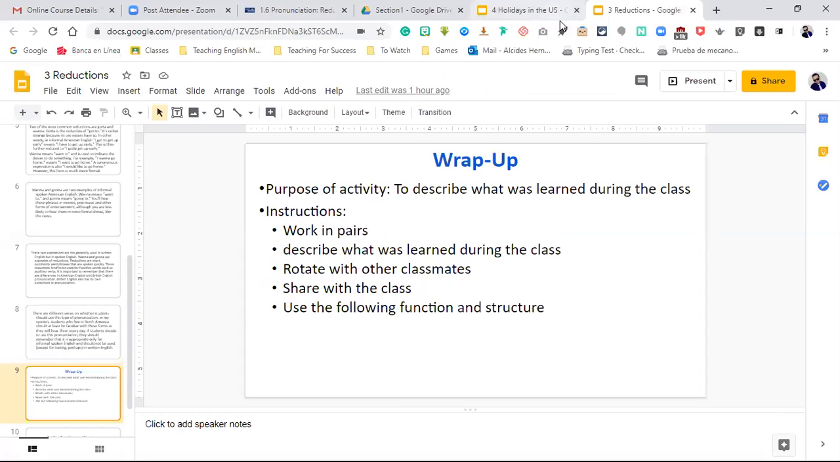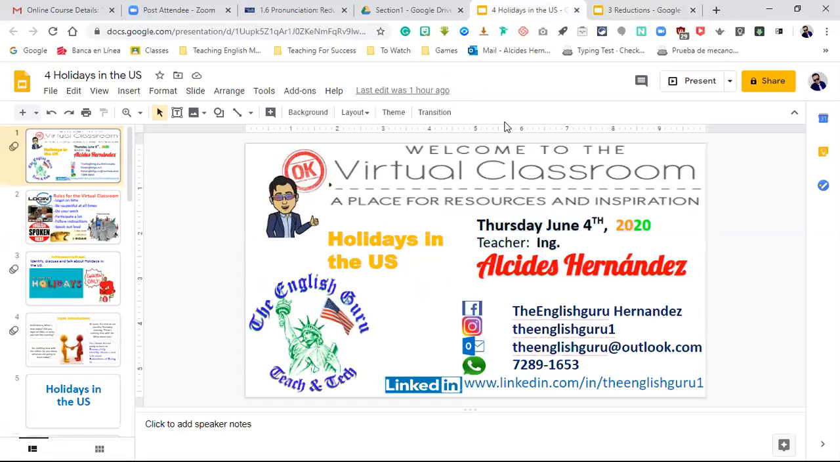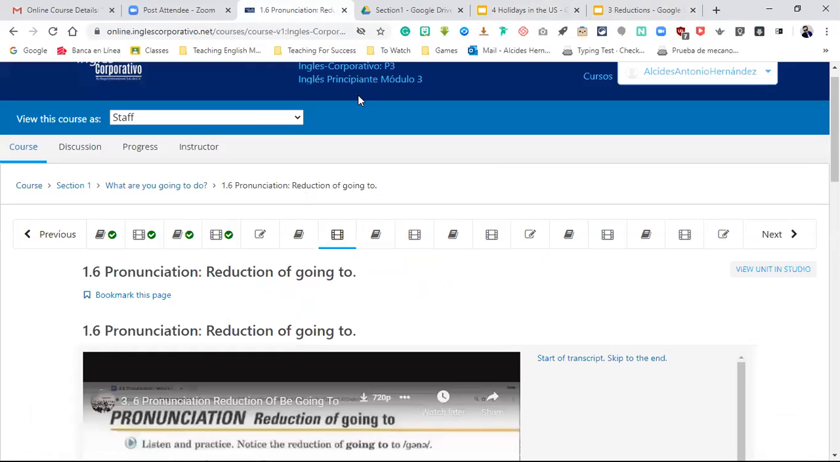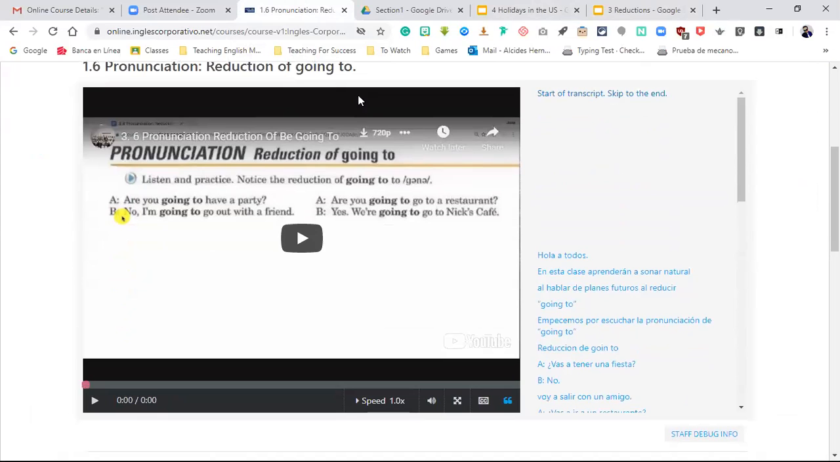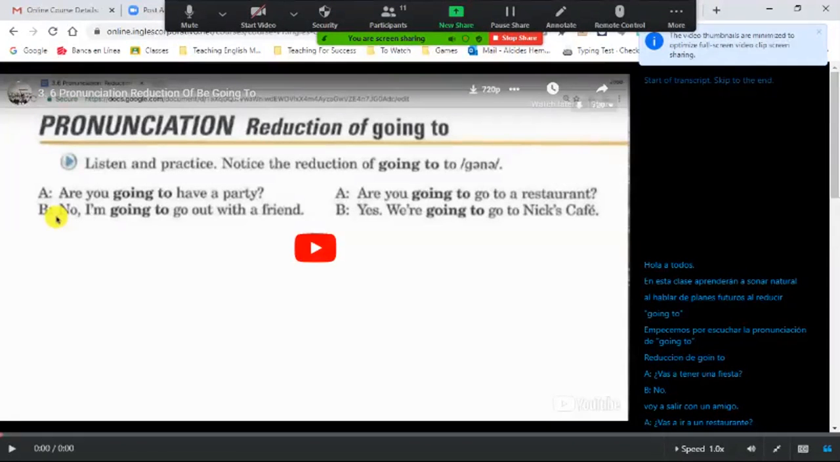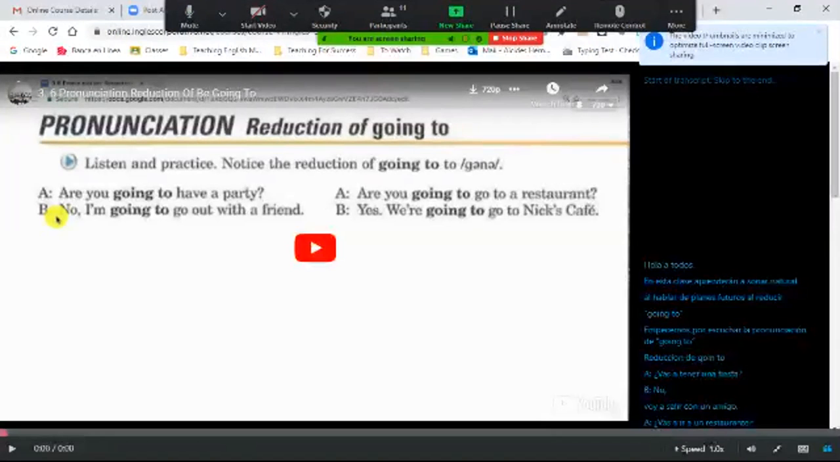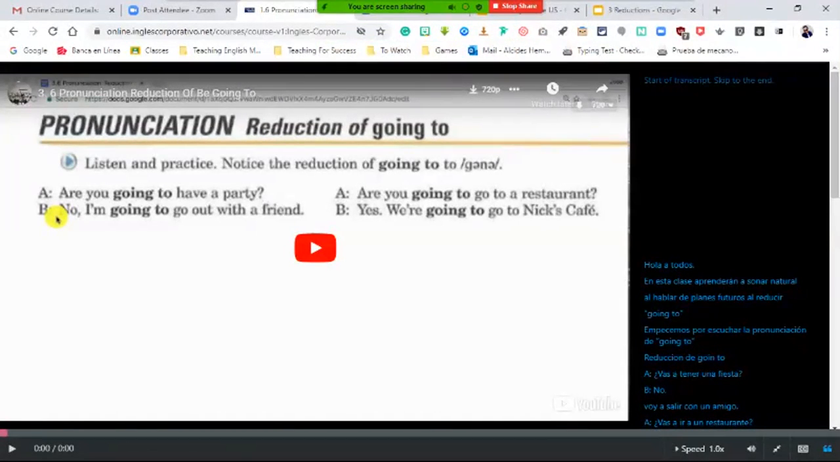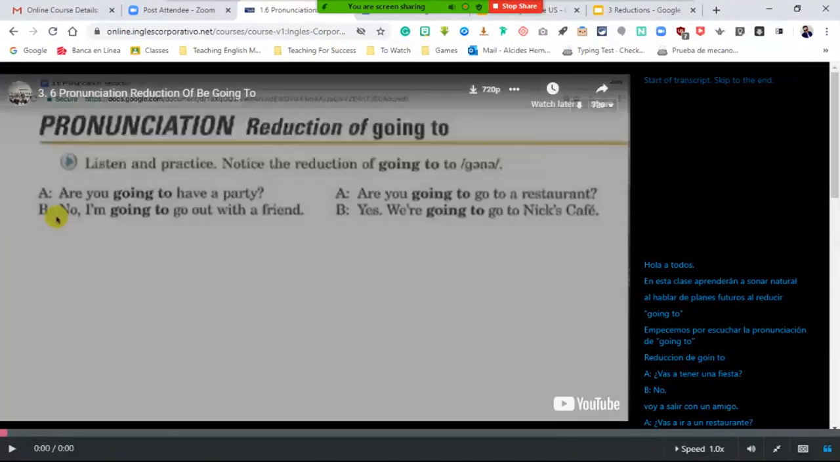The next topic is, and before that, I'm going to go to the video. Here I have the video about reduction. Pay attention to this, okay? Oh, but before, let me do this. Let's share computer, optimize screen sharing. And here we go. Okay, so everybody can see here? Yes. Okay, good.